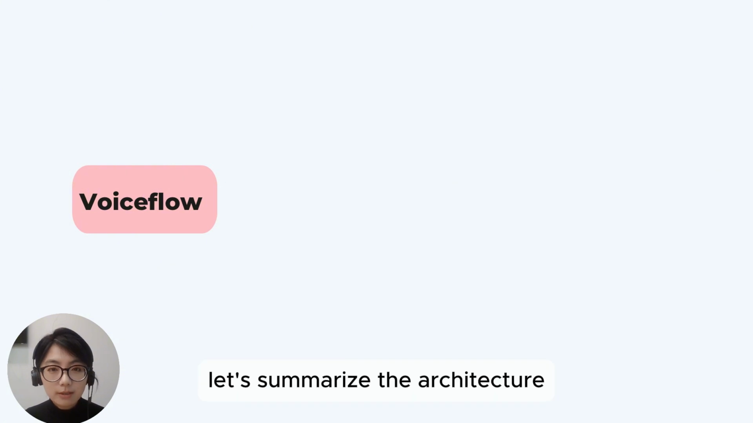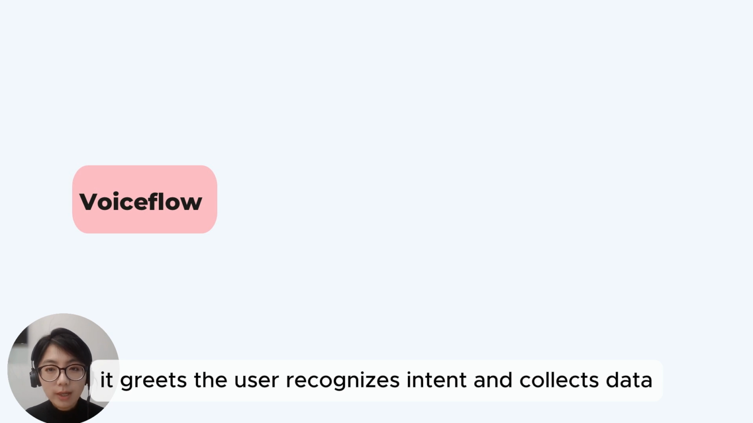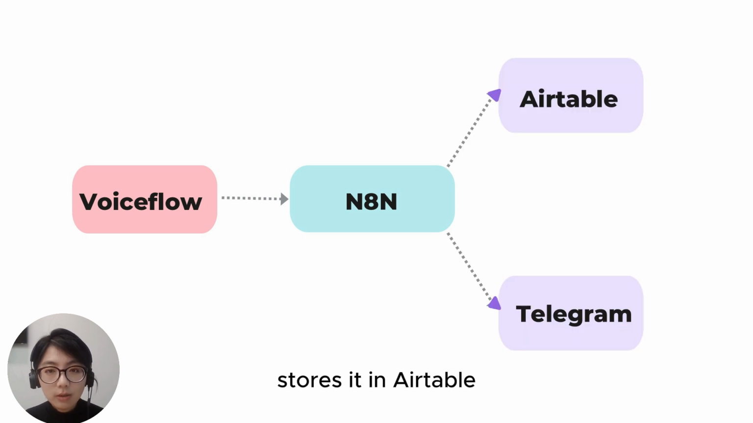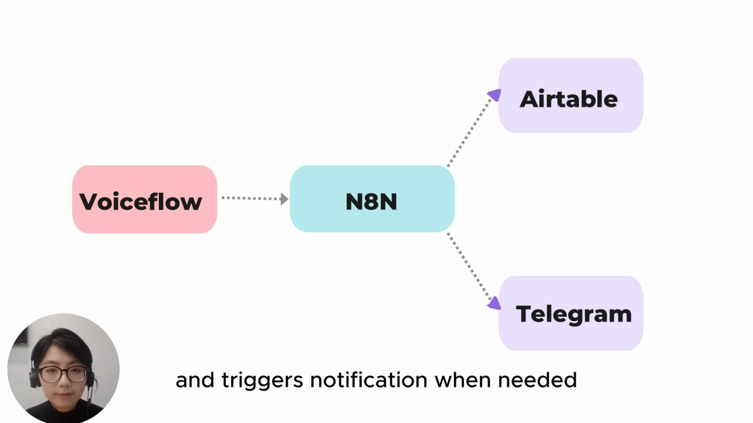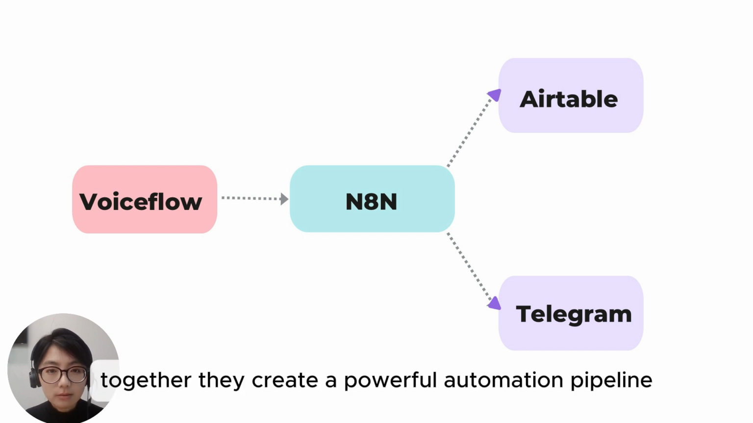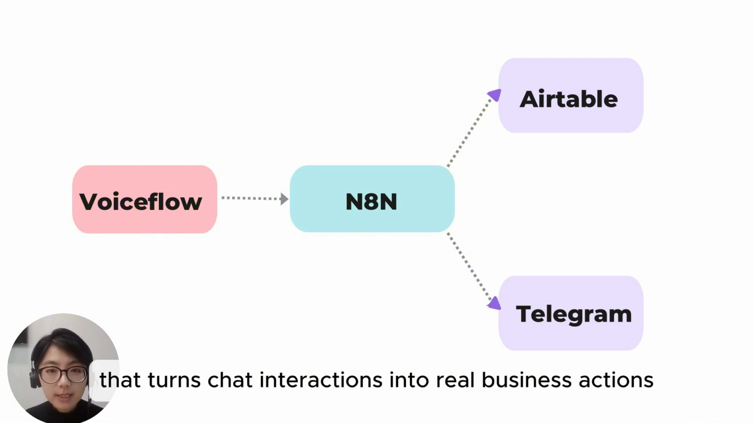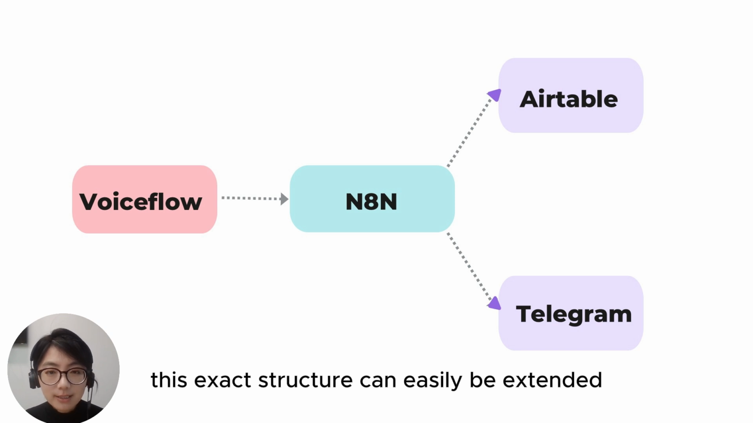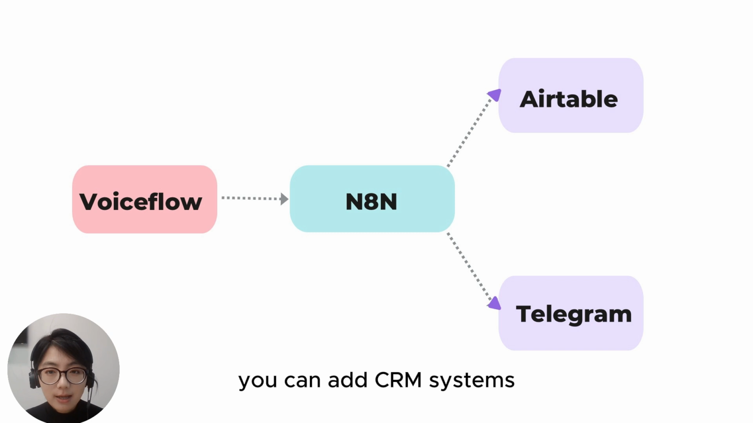Let's summarize the architecture. Voiceflow handles the conversation. It greets the user, recognizes intent, and collects data. n8n is the bridge. It receives the structured data, stores it in Airtable, and triggers notifications when needed. Together, they create a powerful automation pipeline that turns a chat interface into real business actions. This exact structure can easily be extended. You can add a CRM system, email marketing, or advanced analytics without changing the core logic.